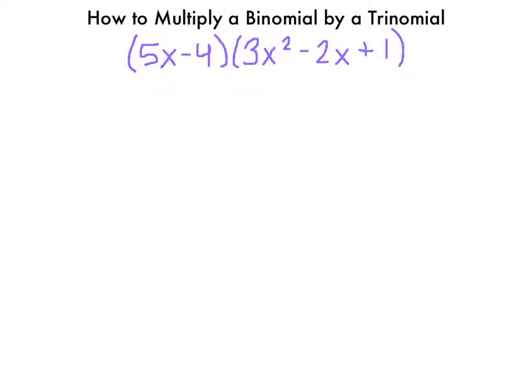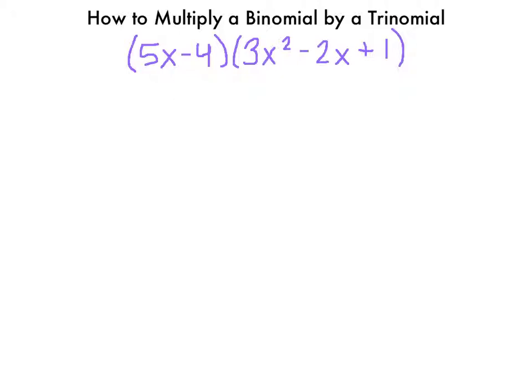Here we have an example of how to multiply a binomial by a trinomial. So here's a binomial. We have two monomials added or subtracted together. Here we have three monomials added or subtracted together. And I mentioned in another video, where we multiplied two binomials together, that the FOIL method only works in that scenario.